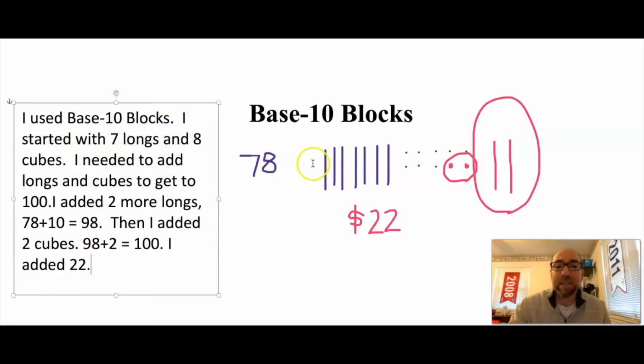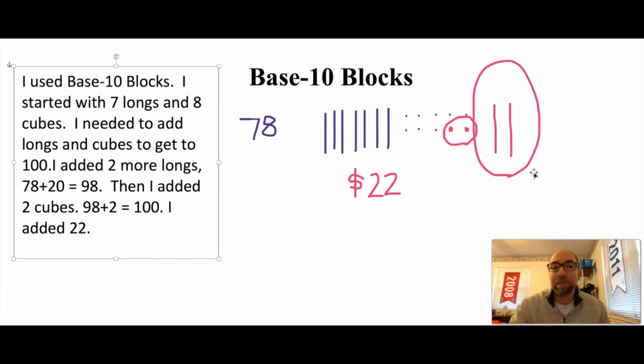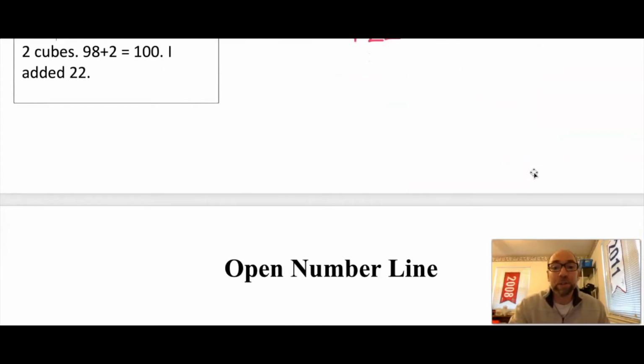I used base 10 blocks. I started with 7 longs and 8 cubes. I needed to add longs and cubes to get to 100. I added 2 more longs, 78 plus 20, not 10. 78 plus 20 equals 98. And then I added 2 cubes, because 98 plus 2 more would give us 100. So we added a total of 22. Awesome job.